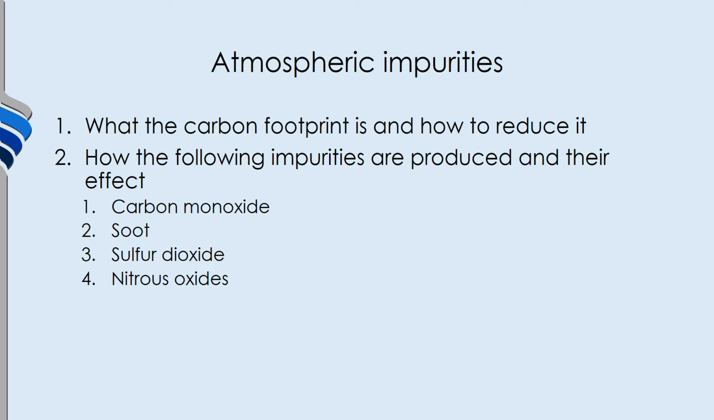So I've put down here from the specification what you need to leave this lesson knowing about. We need to know what the carbon footprint is and how we can reduce it. We also need to know how the following impurities are produced and their effect: carbon monoxide, soot, sulfur dioxide and nitrous oxides. Carbon monoxide and soot you would have already done with Miss Slade in last week's lesson when doing combustion.